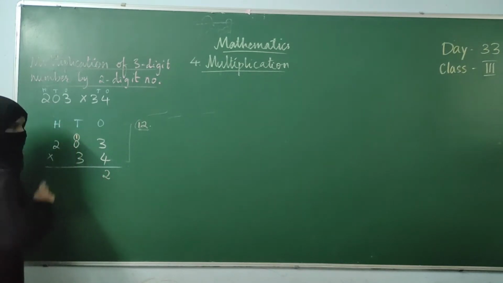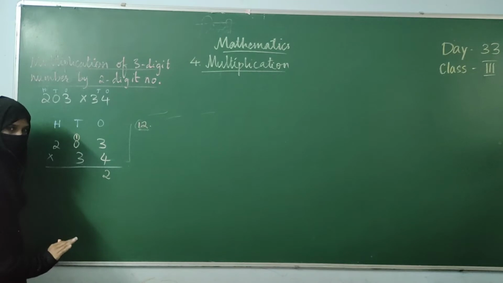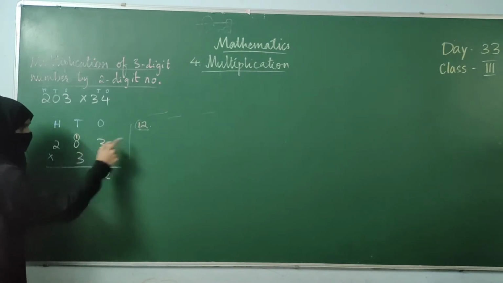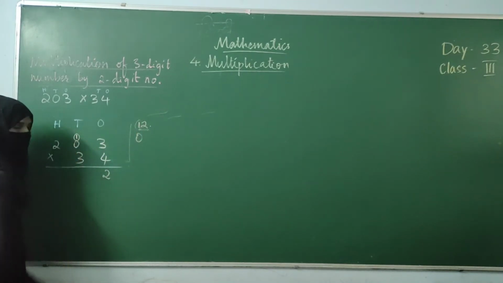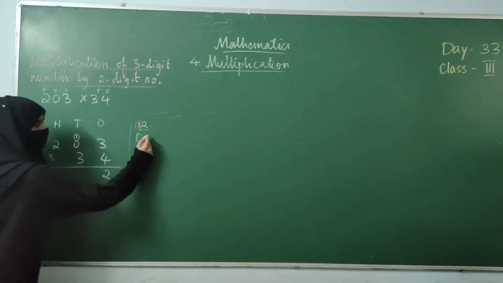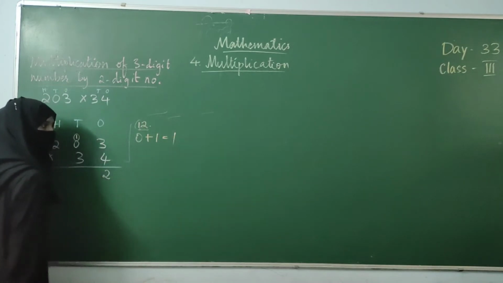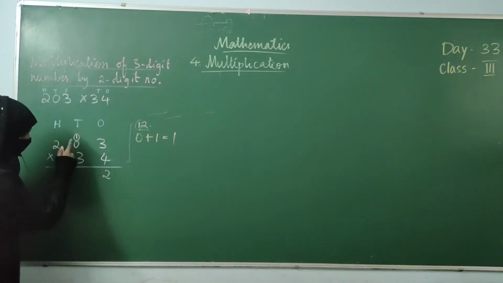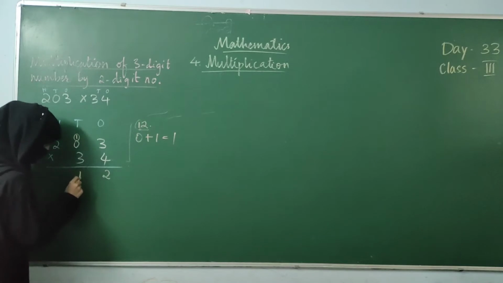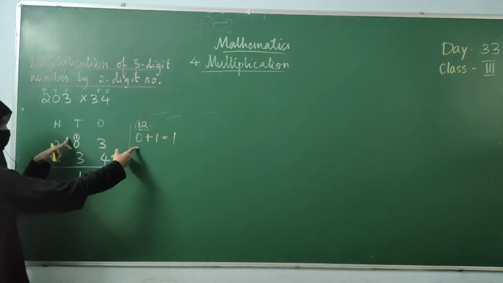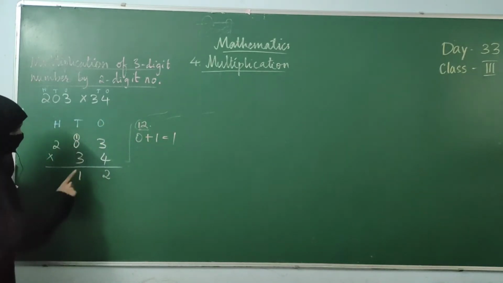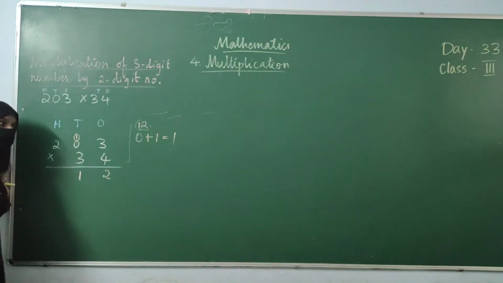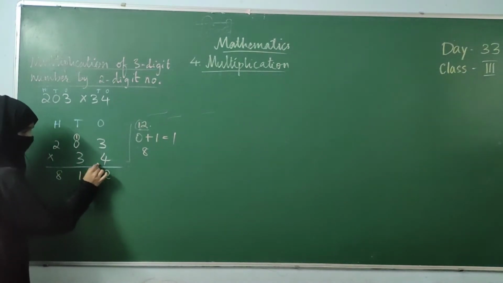Next, 4 zeros are, any number multiplied by 0, it will be 0 only. 4 zeros are 0. Now what is this one carrying? We did 1. So all the carrying we will add. Plus 1. 1 plus 0 will be 1 only. So you will write 1 down here. Now 4 twos are 8. 8 is a single digit number. 8 we will write directly. Now first step is over.